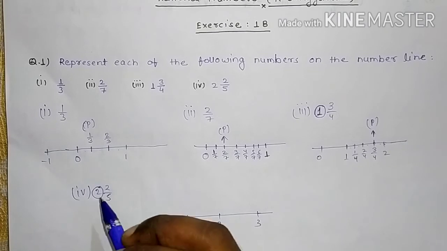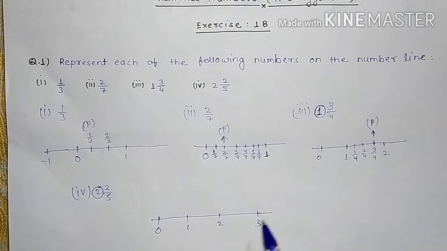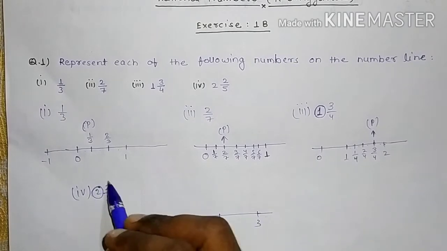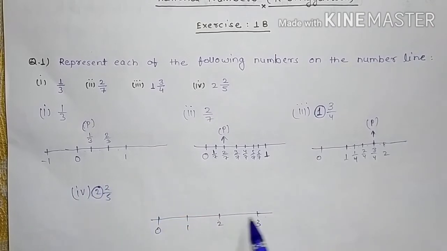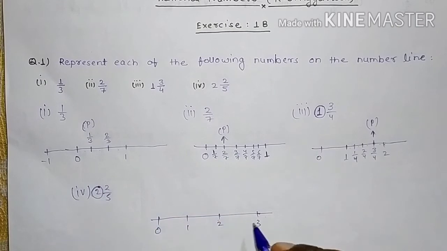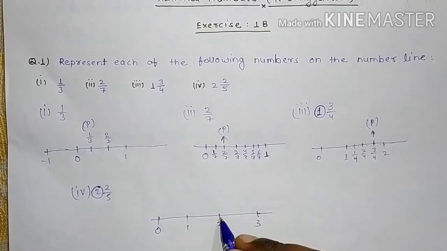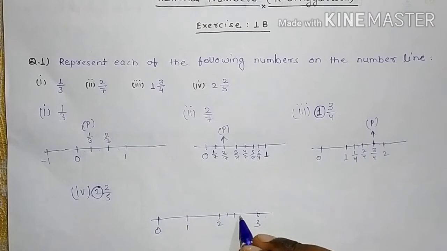Now 2 by 5 lies between 2 to 3, because here the 2 shows this point lies between 2 to 3. Now 2 by 5 is left here, so we have to draw 2 by 5 in between 2 to 3. The denominator is 5 here, so just divide 2 to 3 into 5 parts. So 1 part, 2 part, 3 part, 4 part and 5 part.